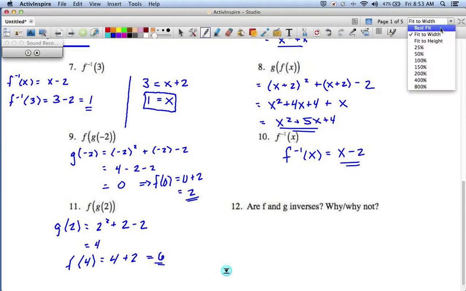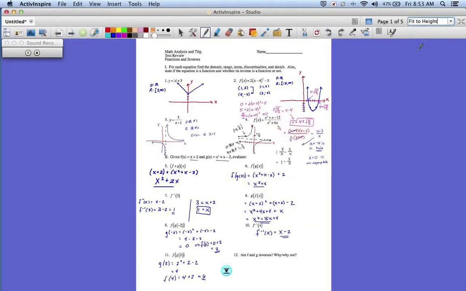In fact, let's just do this. We'll fit it to height, x plus 2, x squared plus x plus 2. So I squared it, I added 2, and I subtracted 2. Good. That gave me 4. And then I put the 4 in, x plus 2. We're all good. So now we're asked, are f and g inverses of each other?